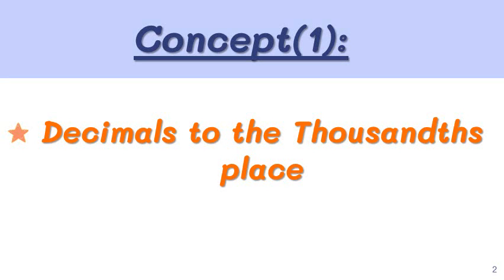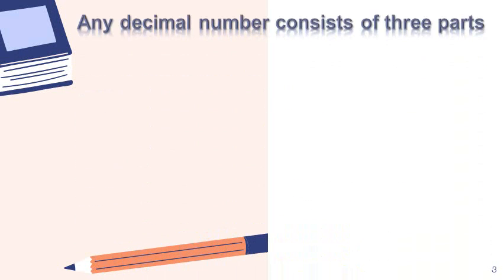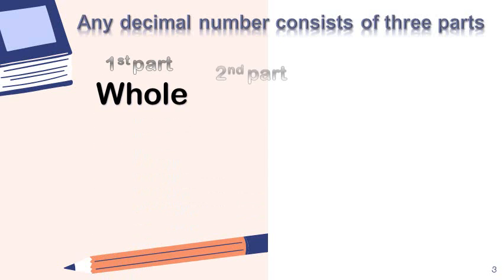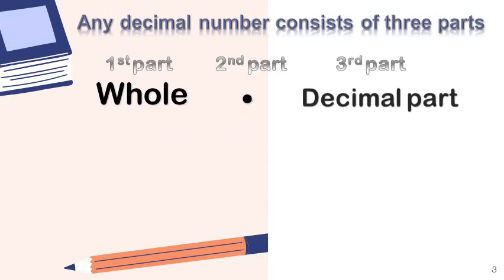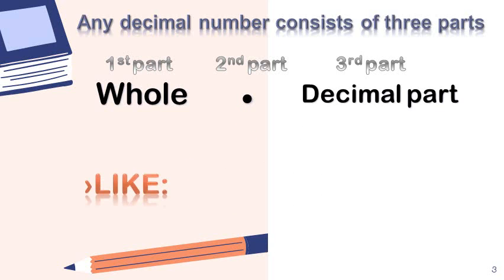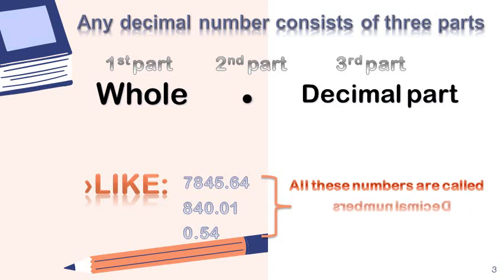Concept 1, Decimals to the thousandths place. We have to know any decimal number consists of three parts. The first part is called the whole part. The second part is called the decimal point. The third part is called the decimal part. Here we have examples. The first is 7845.64, 840.01, 0.54. All these numbers are called decimal numbers.